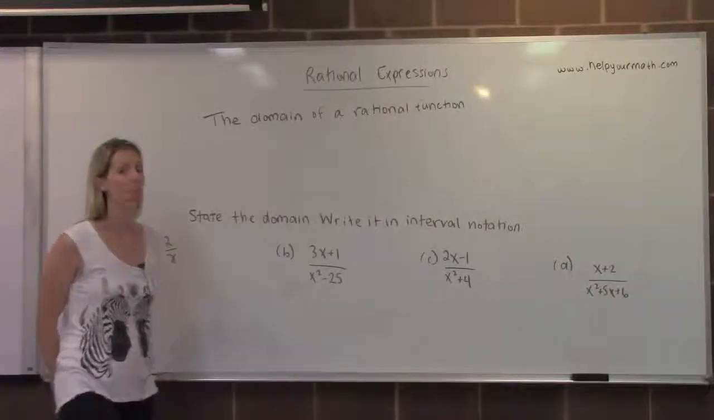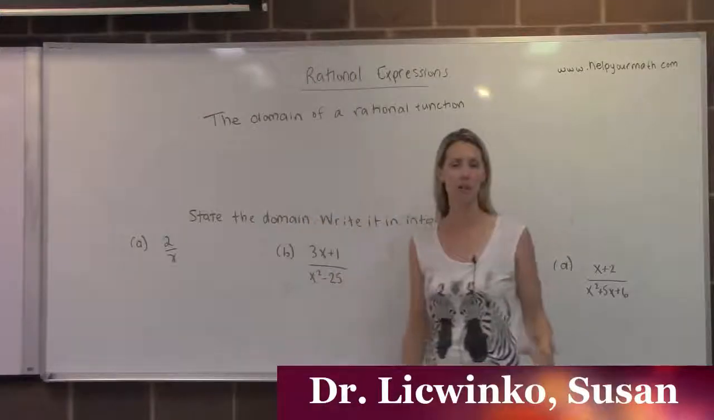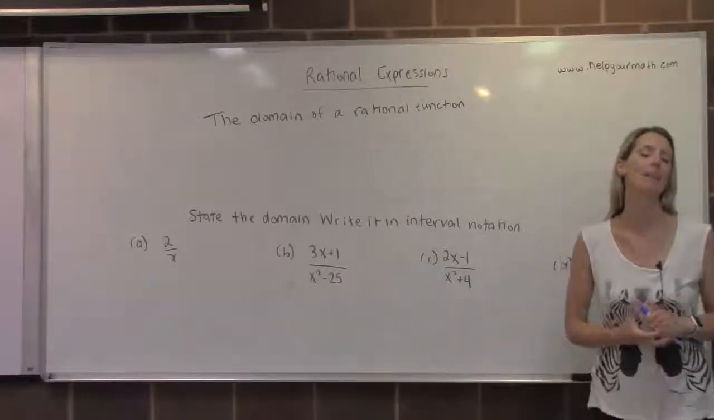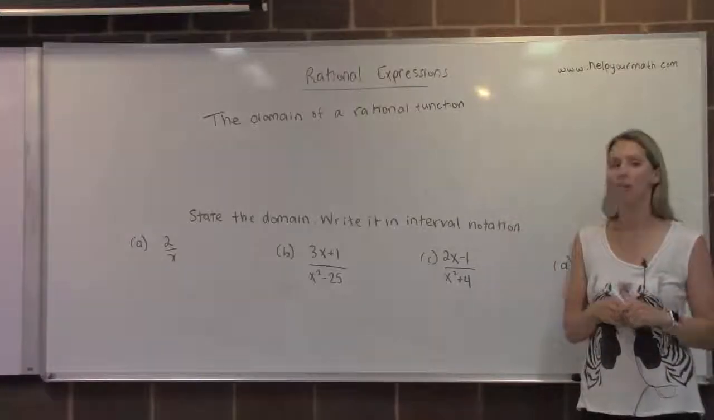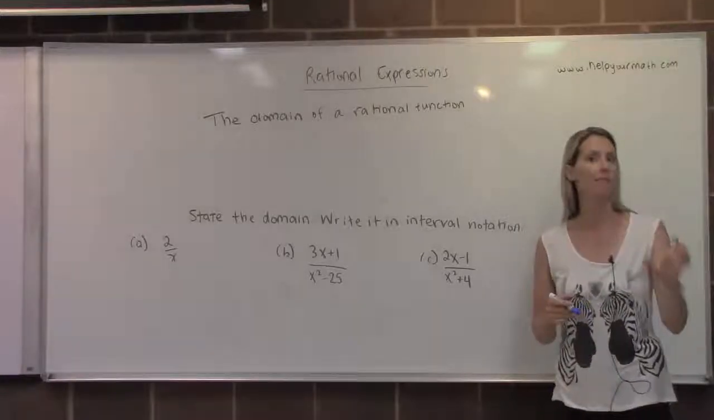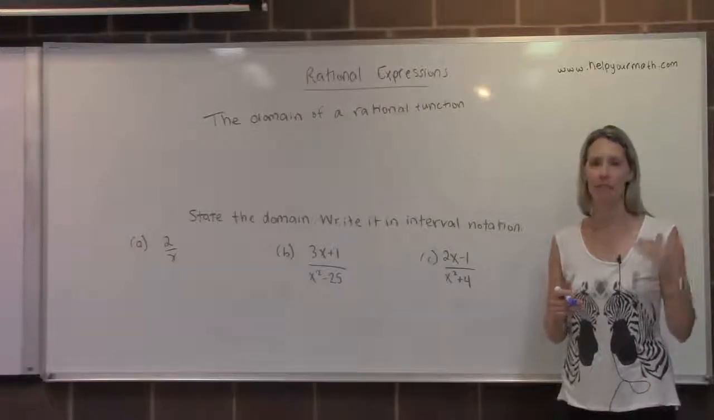Let's talk about the domain of a rational expression. The domain is the set of things that we're allowed to plug in that will give us something nice coming back out, and by something nice, I mean a real number. When we're talking about the domain of a rational function, we have to be careful because we're talking about a fraction, and fractions have certain rules, one rule being you can't have division by 0.